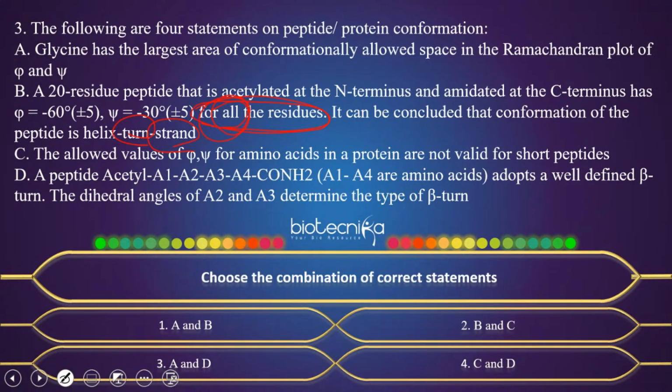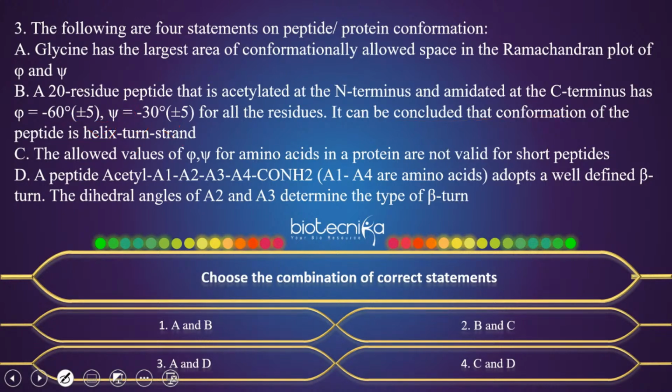Yes, acetylation is on the N terminus, Janvi. Acetylation is on the N terminus and amidation is at the C terminus. That is only what happens. So that is why this statement is wrong. It can be concluded that the conformation is only reflecting alpha helices. There is no conformation reflection about turn and strand. That is why it is wrong.